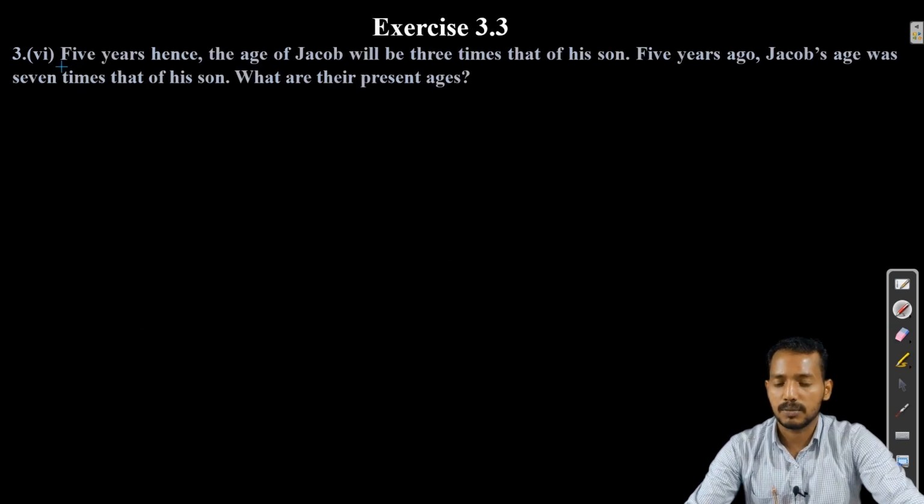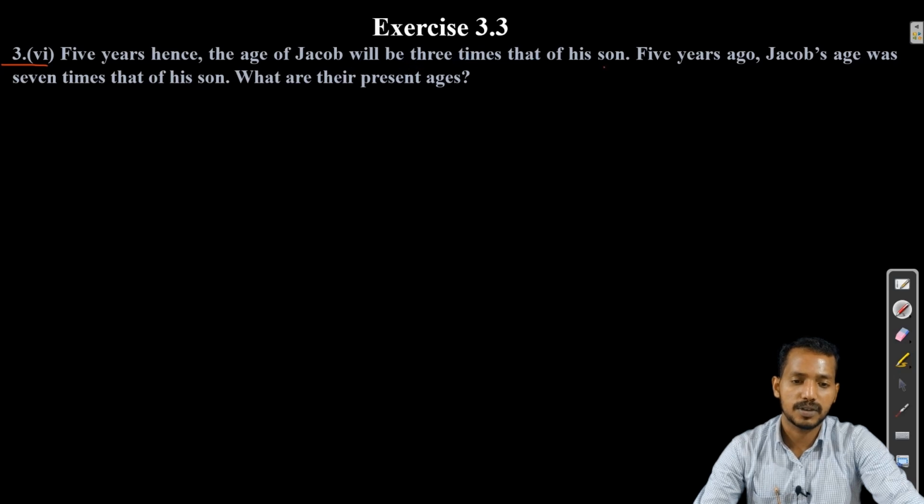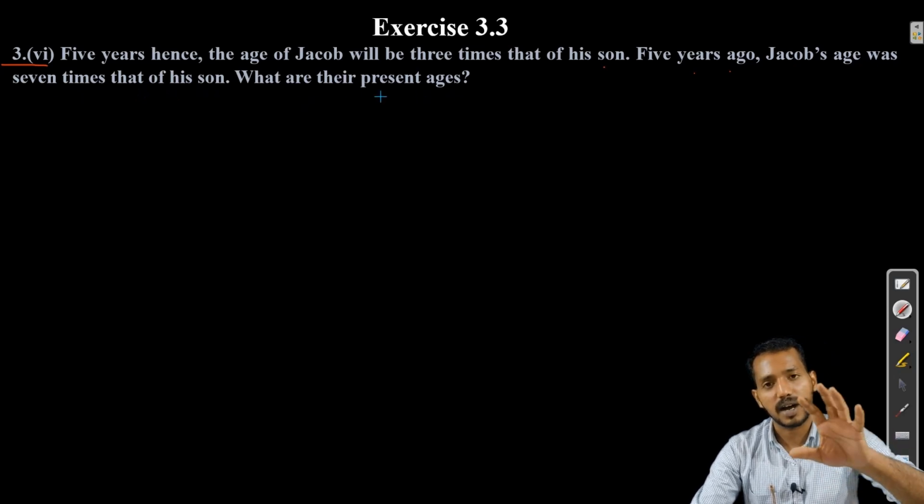So the last question I am going to discuss in this video is question number 3, option number 6. 5 years hence the age of Jacob will be 3 times that of his son. 5 years ago Jacob's age was 7 times that of his son. What are their present ages? So that means we have to find the present ages.